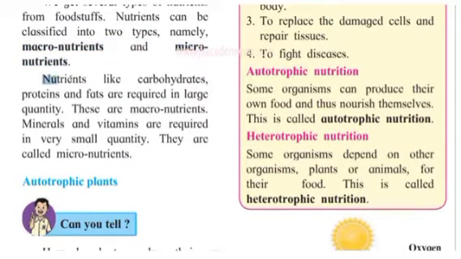Now, nutrients like carbohydrates, proteins, and fats are required in large quantities. So our body requires carbohydrates, proteins, and fats in large quantities. So, these are macronutrients, and minerals and vitamins are required in smaller quantities. So, they are called micronutrients.